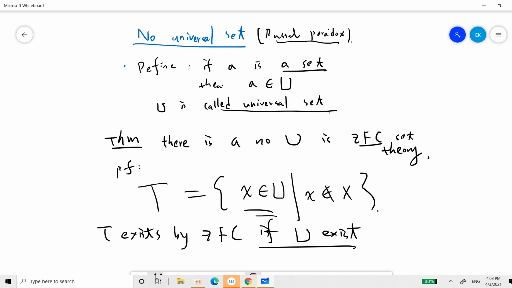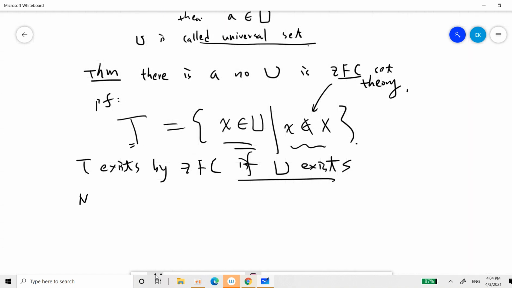If any set belongs to a universal set, then X belongs to U. This statement makes sense, because ZFC guarantees that it does. So T exists by ZFC if U exists. Now I can ask whether T belongs to T. Why can I ask this? Because T is a set. So this is the question.